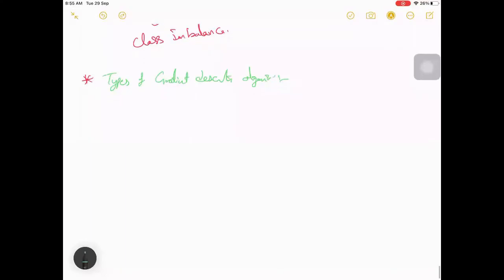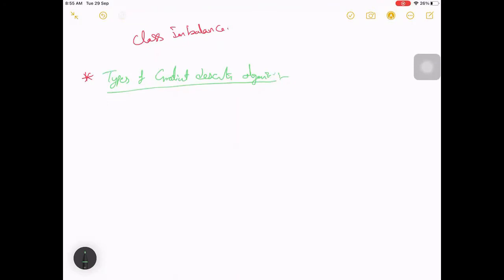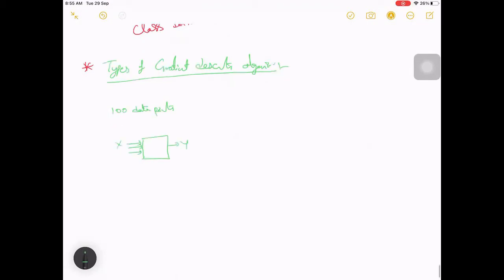Let's go to gradient descent. If you see our implementation, let us say you have some 100 data points. For our model, let us say these are the X and this is Y. What we try to do is true for both classification and regression, so I can talk about it here.